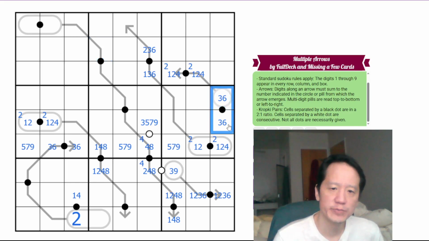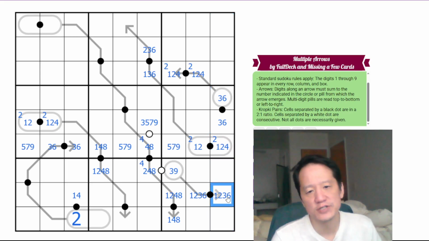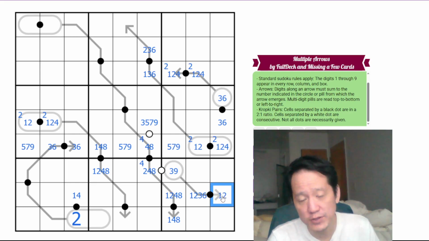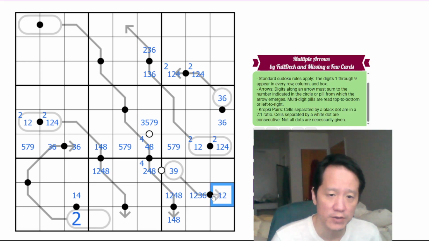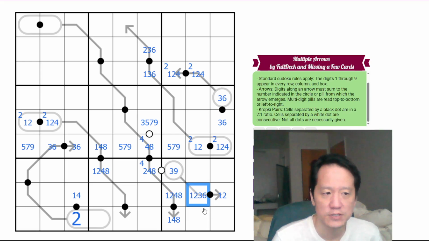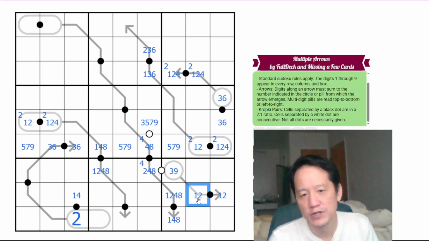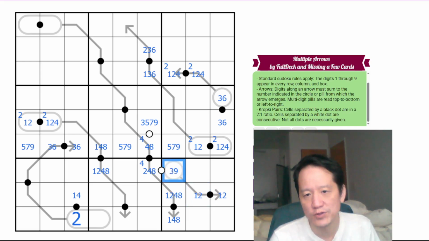We have a 3, 6 pair here in column 9, which eliminates 3 and 6 from the rest of the column. So this can't be 3 or 6. This is 1 or 2 now, and this cannot be 3 or 6 then. So therefore, this has to be 1 and 2 with 1 and 2, which adds up to 3. Therefore, this can't be 1 or 2 here. It has to be 4 and 8.